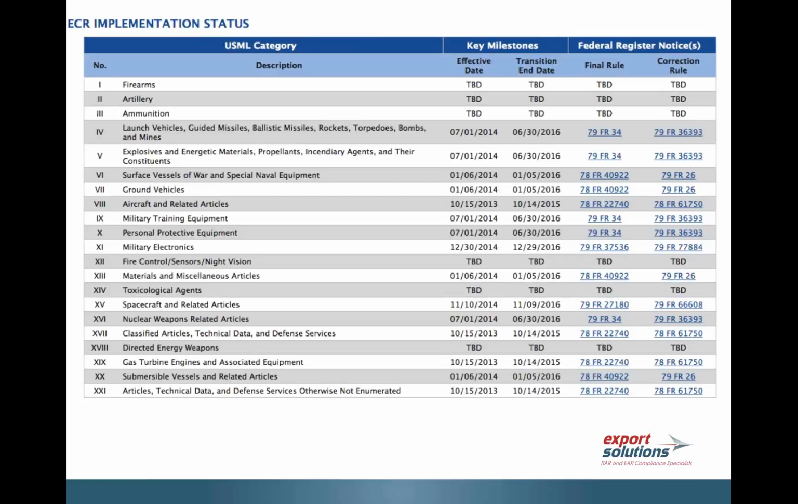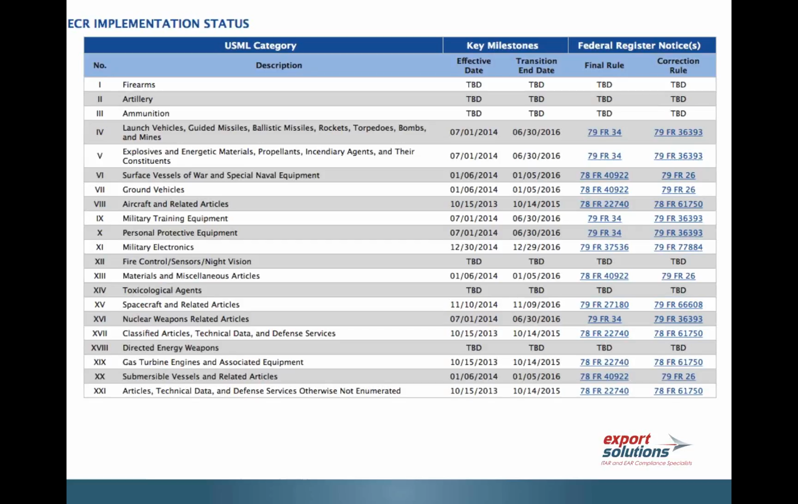Okay, so there you go. There's the export control reform implementation status. Those are the dates, those are the Federal Register notices. They are hot links that you can go to, and you can find this on the DDTC website. If you look at the USML category numbers going down the left column, Roman numerals 1 through 21, find the one or ones that best represent what your business does, and then you can look over and see what the milestone dates are. They're pretty much on that schedule there.